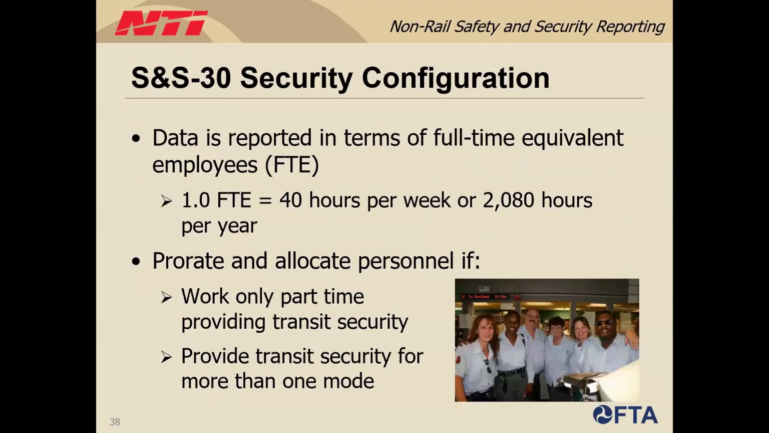The number of personnel is reported in full-time equivalent hours. So 1 full-time equivalent hour equals 1 person working 40 hours a week or 2,080 hours a year. Prorate the number of personnel if the person works only part-time providing transit security or if they provide security for more than one mode.